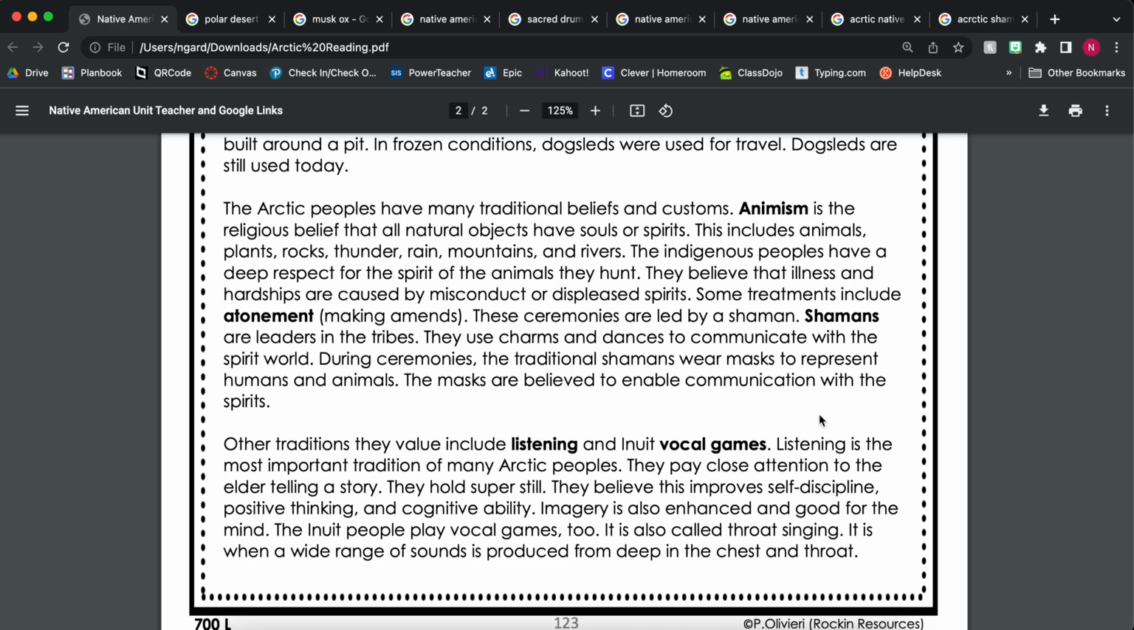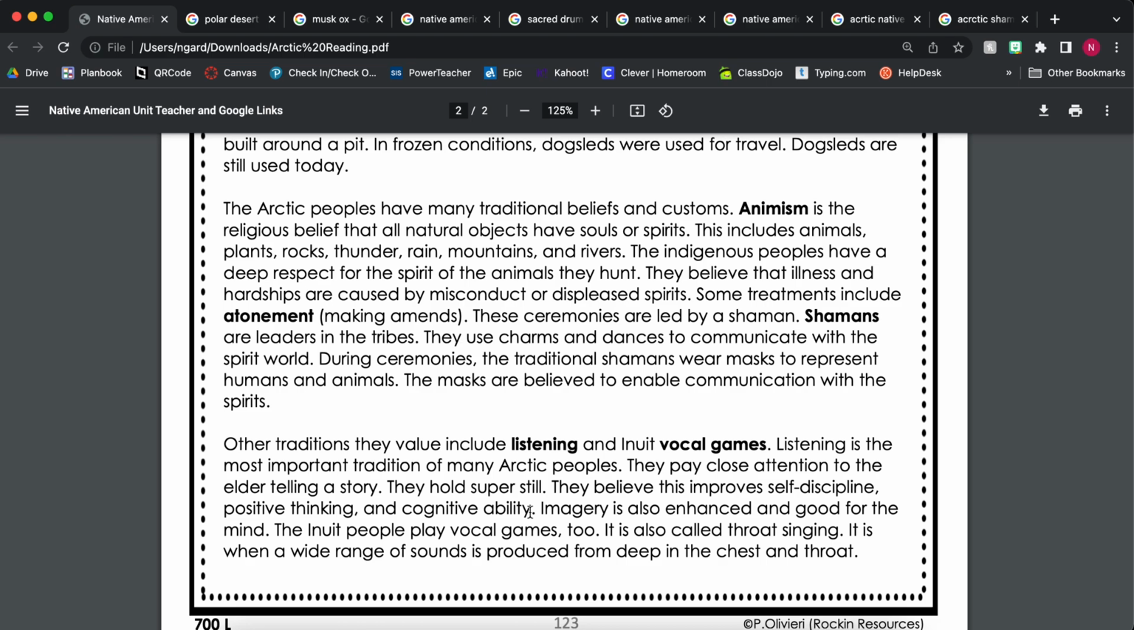Listening is the most important tradition in many Arctic peoples. They pay very close attention to an elder telling a story. They hold super still. They believe this improves self-discipline, positive thinking, and cognitive ability. So cognitive ability just means your brain's ability to think. They felt that paying really close attention and listening really well, especially when elders, people older than them, were talking, would help them to become more positive, smarter, and have more discipline. Imagery is also enhanced and good for the mind.